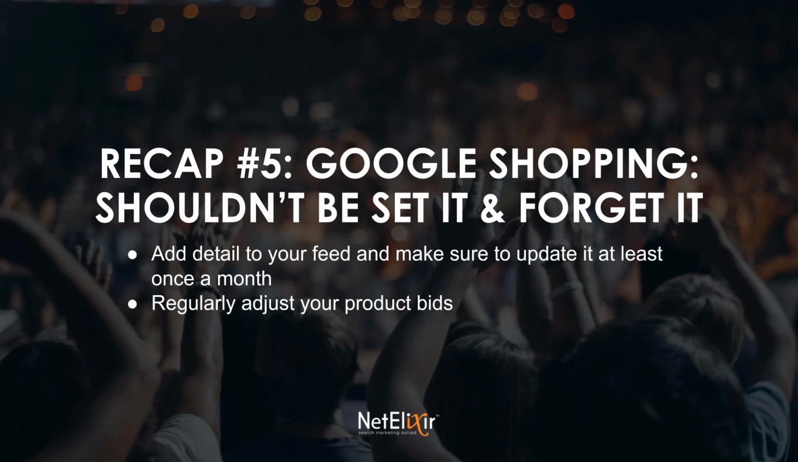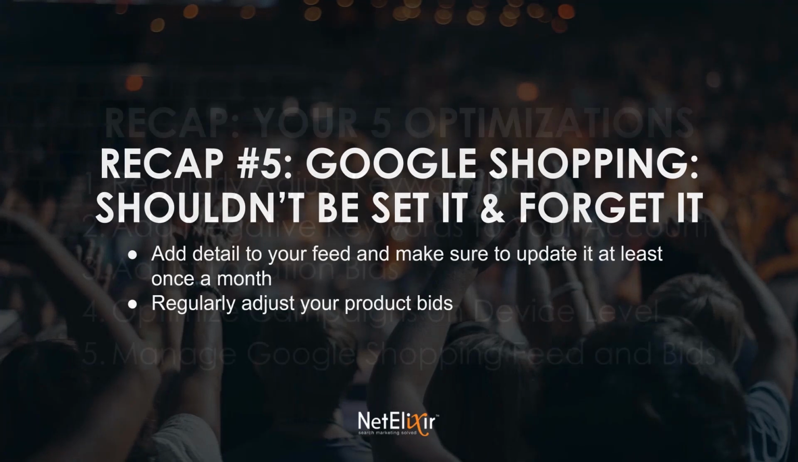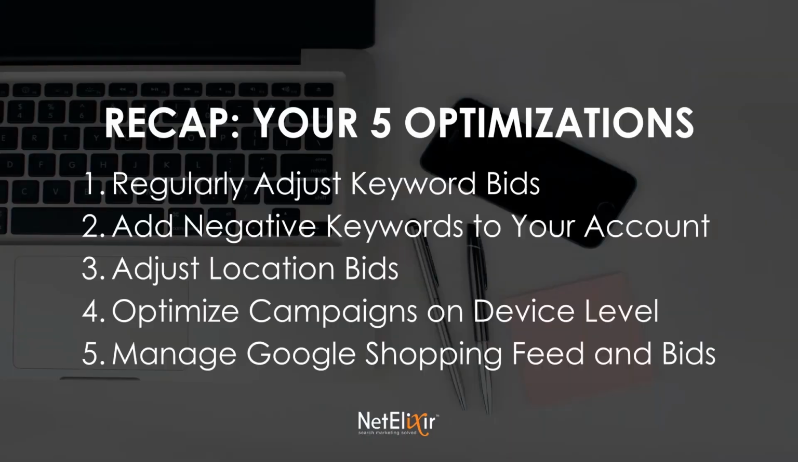Okay, so that brings us to our recap of our 5 optimizations here. I'm just going to go through all 5 again. You want to regularly adjust your keyword bids. We saw how important it is to target your revenue generating keywords, cost taking keywords, and ones you don't have enough data on. We then went into adding negative keywords to your account. So don't pass this one up. Make sure you find out which keywords and terms you should stay away from.